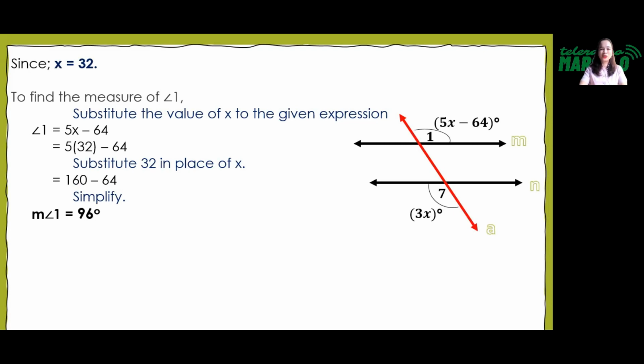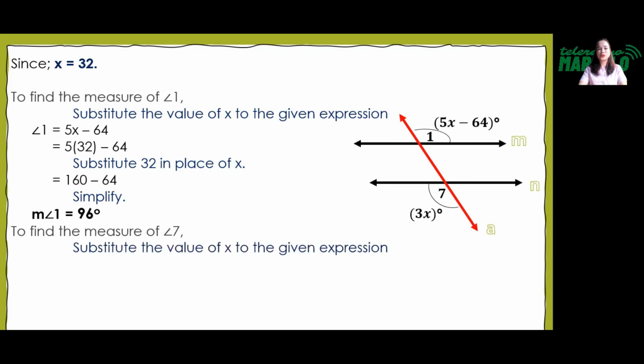Okay, so now that we know the measure of angle 1, we can proceed in finding the measure of angle 7. So, again, we have to substitute the value of x to the given expression. Angle 7 is equal to 3x. x is 32 multiplied by 3. Then we have measure of angle 7 as equal to 96.